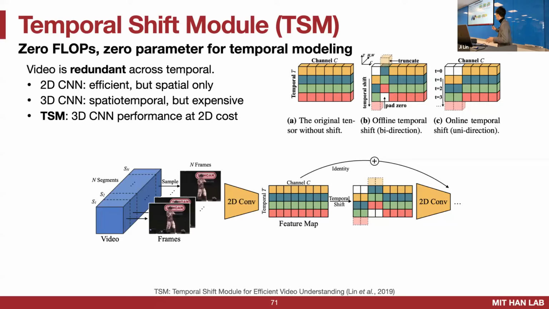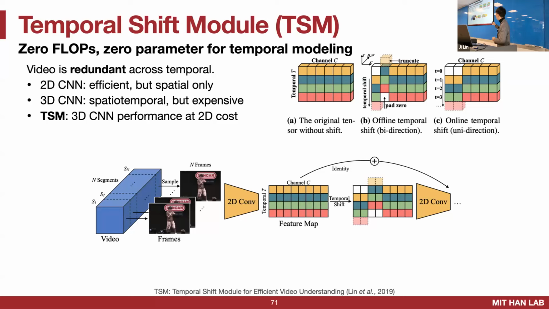So the basic idea is as shown on the upper side. Originally, for each row in the tensor, it only has one color, meaning it has information from one specific time step. But what we do is simply shift parts of the features along the temporal dimension to exchange information from the neighboring frames. So it's simply a shift.